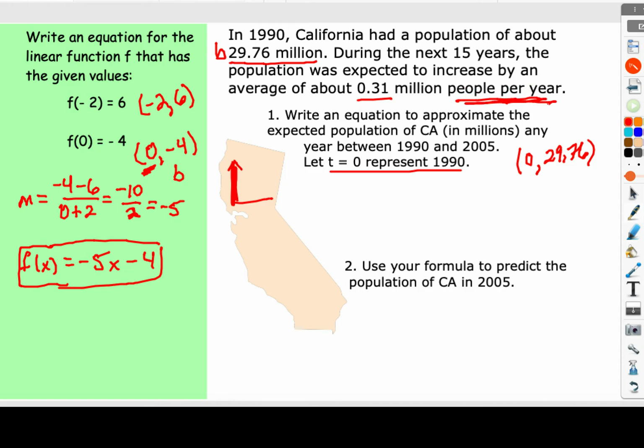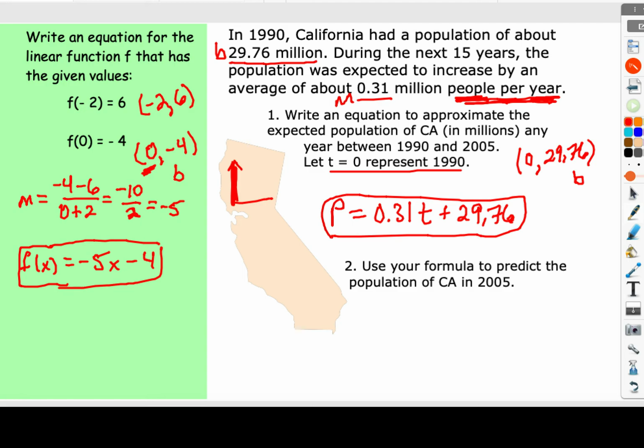And notice in that last statement, average of about 0.31 million people per year. People per year is telling me as the years go up, the people go up. Well, that sounds a lot like a slope. So this is going to be my m value here. So what we can actually say is the population, well, let's just call it p, will equal 0.31 times t, whichever year we're in, plus 29.76, that y-intercept value for us right there.